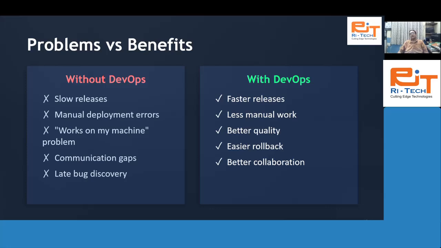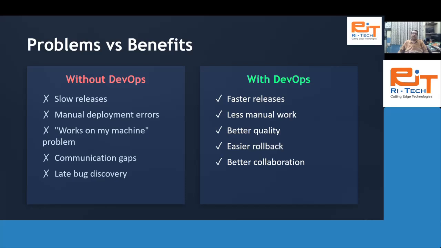Now with DevOps, you will get faster releases. Releases will be fast because the process is automated, with very little manual interference. If you design your CI/CD properly, the developer just needs to commit the code, and if you have implemented automation testing, it will be automatically built, tested, and then deployed. So less manual interference means faster releases, less manual work, and better quality.